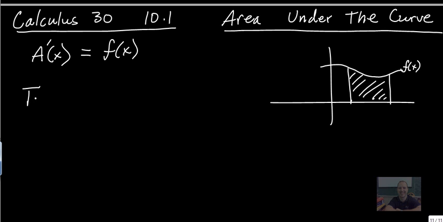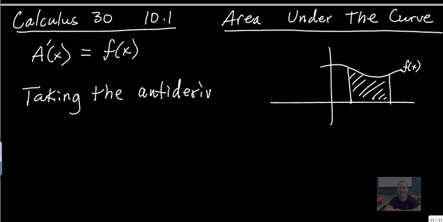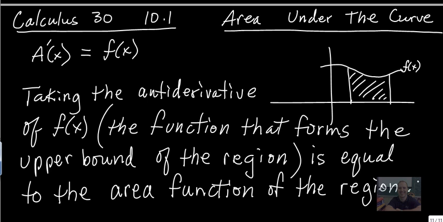So you want to write this down in your notes here as a summary of what we just talked about. Taking the antiderivative of the function, and that is the line or the curve that forms the upper bound of this region, in this sort of situation like this, is equal to the area function of the region.